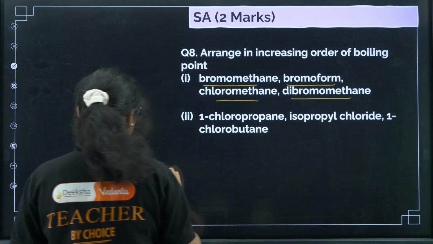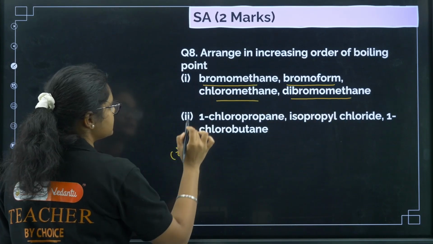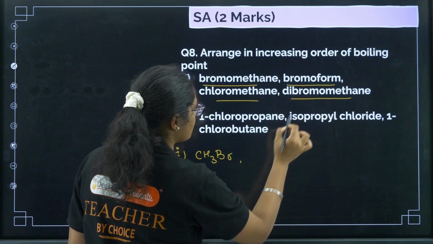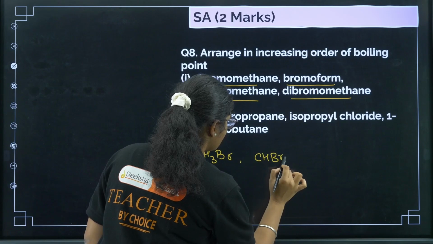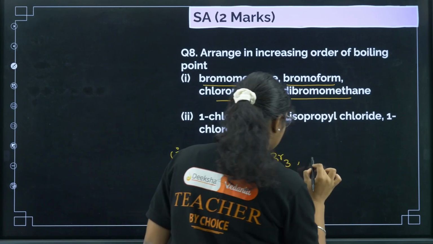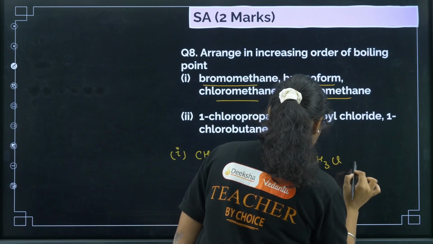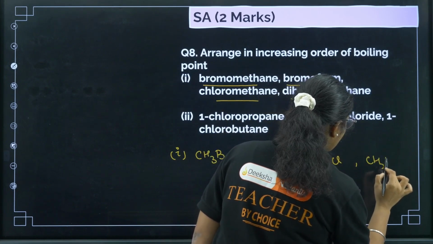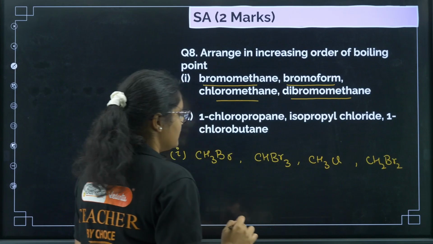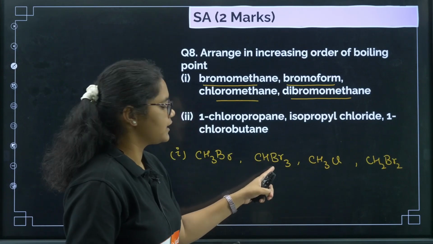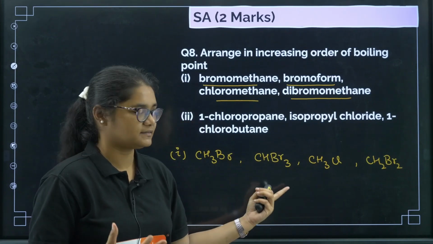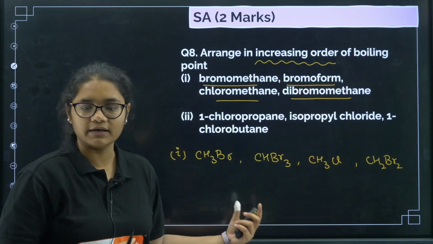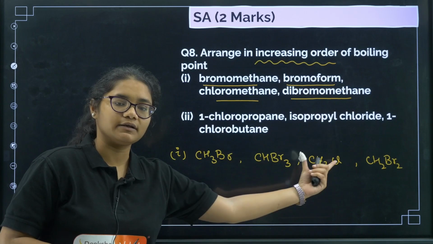So first let us draw the structures of all. Okay. So first here bromomethane, CH3Br. Next we have bromoform, CHBr3. Chloromethane, CH3Cl. Next you have dibromomethane, CH2Br2. Okay, so definitely you can very easily see there are 3 bromines, so mass will be maximum here. You need to arrange in the increasing order, means the least one will come first and the highest one will come at the last.